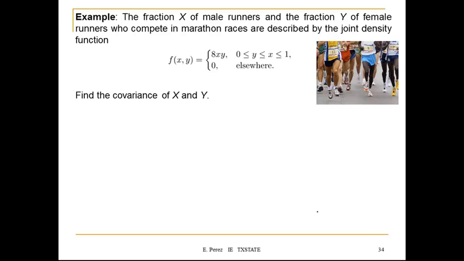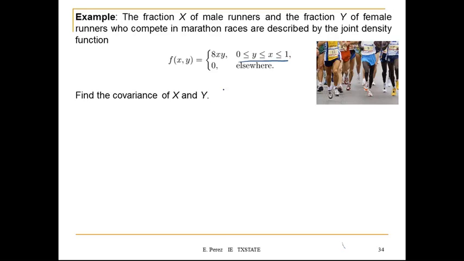Let's look at this example. We have the fraction of male runners, x, which is our random variable, and the fraction of female runners, y, who compete in a marathon race, described by the joint density function 8xy for these ranges, and 0 elsewhere. The problem is asking for the covariance of x and y, to see if there's any association between these two random variables.